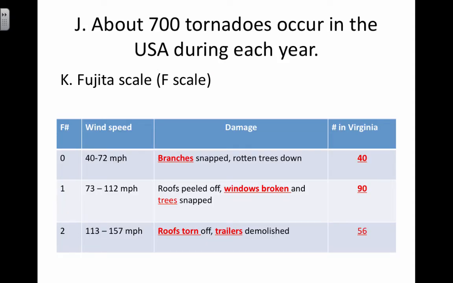We have what's called the Fujita scale. And Mr. Fujita was a scientist, and he actually came to the United States because we have so many more tornadoes here than in other countries. The F scale starts at 0. Branches are just snapped or rotten trees fall down. We had 40 at this time when this print was printed in Virginia. F1s, windows start to be broken and trees are snapped, not just fallen down. We had 90 of these in Virginia.